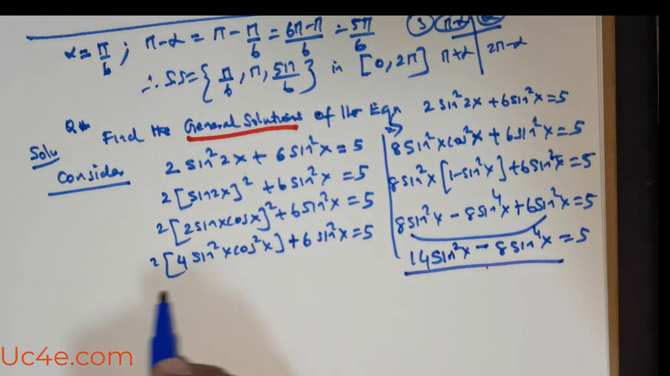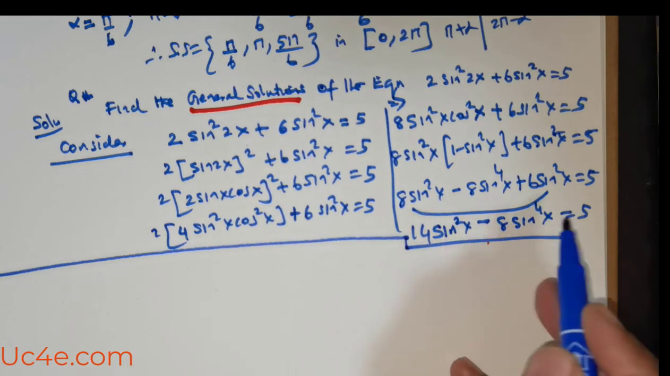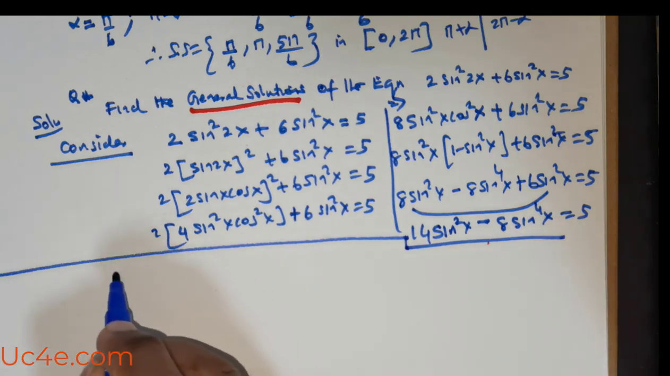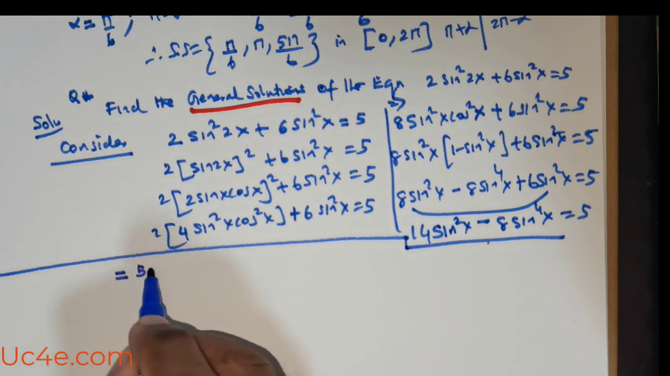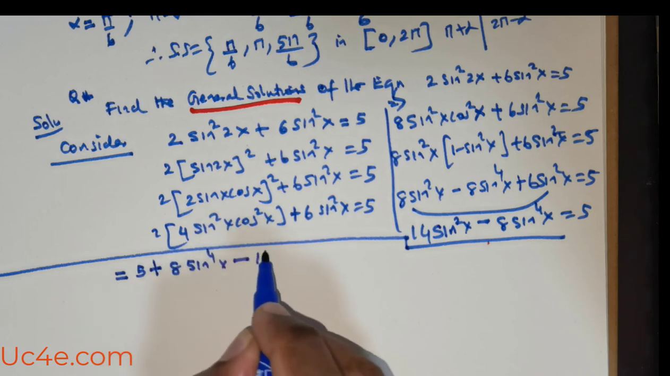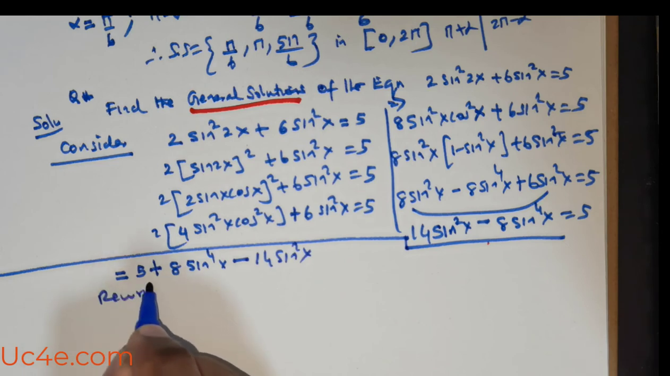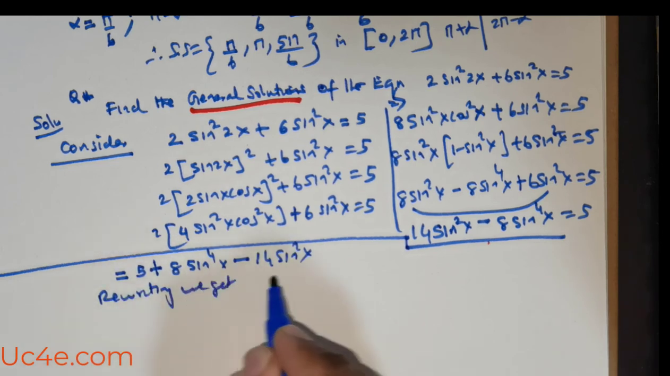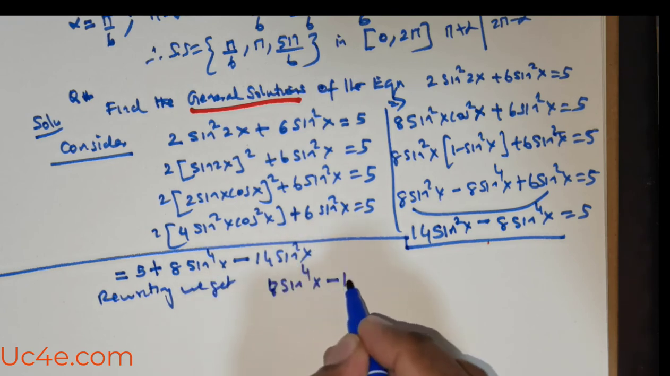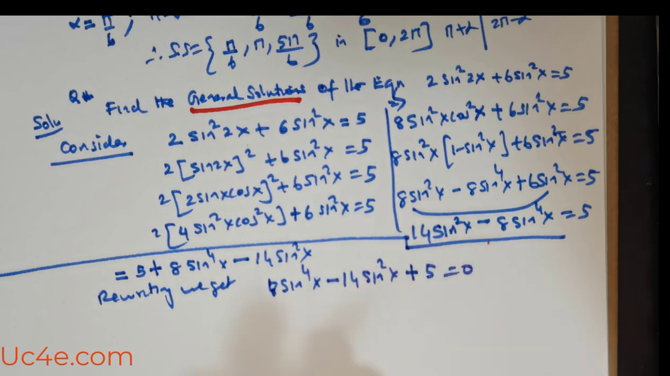So this is what I've got. Now what I can do is push everything to the right hand side. That would mean I will now have 5 plus 8 times sine to the power of 4 x minus 14 sine squared x. So rewriting this, we get 8 times sine to the power of 4 x minus 14 sine squared x plus 5 is equal to 0.